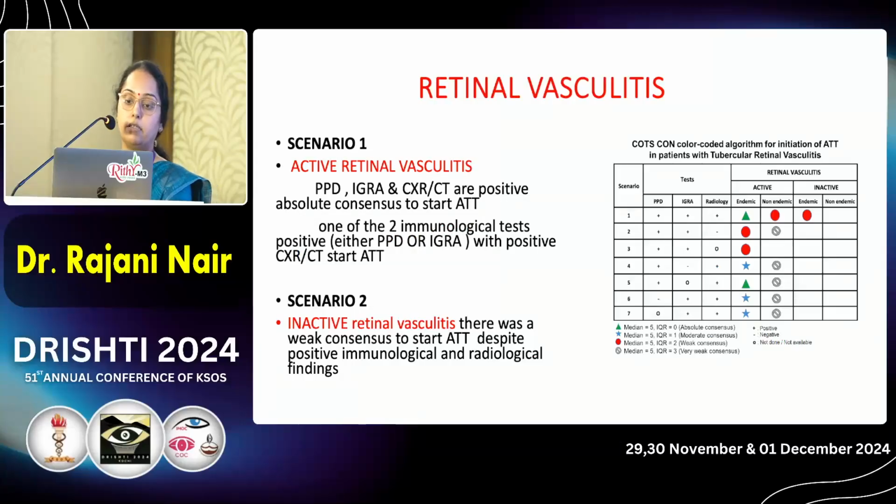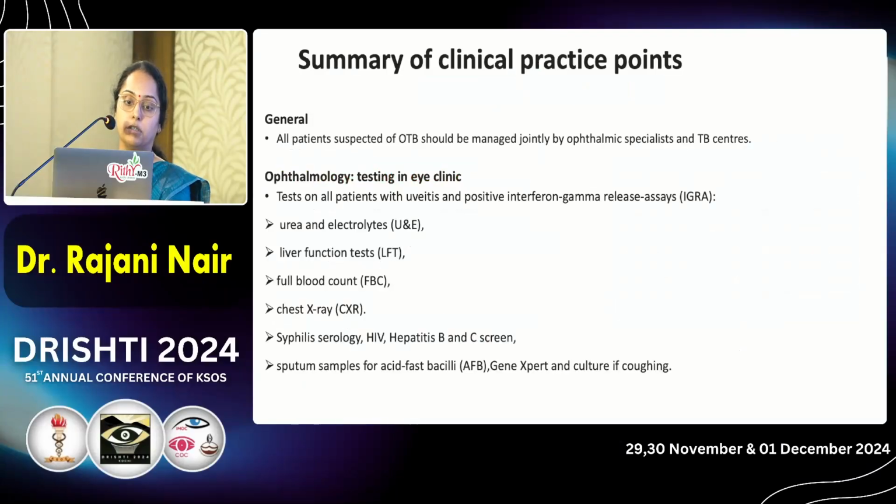Retinal vasculitis has 2 scenarios, either active or inactive. If PPD, IGRA, and chest X-ray are positive, you have absolute consensus, or if one of the 2 immunological tests is positive with chest imaging. In active retinal vasculitis, there was only a weak consensus to start ATT despite positive immunological and radiological findings. So what is the summary?